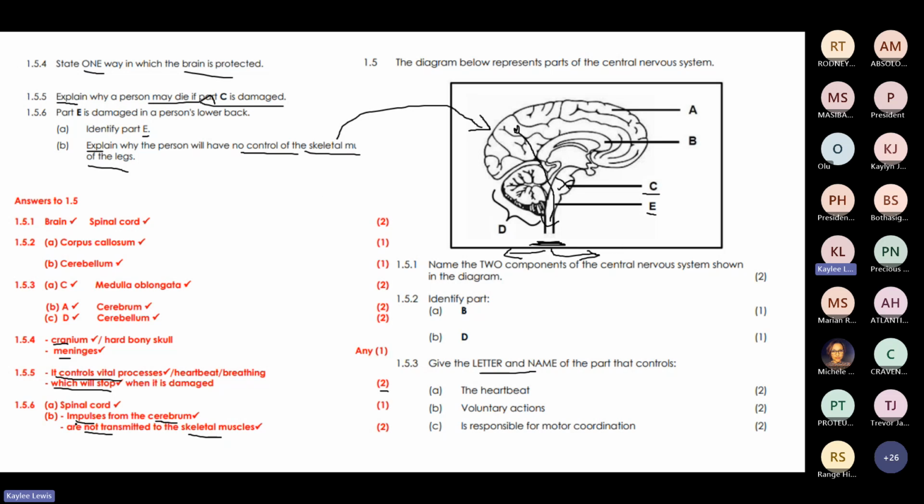So your answer, again, explain. So cause and effect. The impulses from the cerebrum, 1 mark, are not transmitted to the skeletal muscles, 2nd mark, because they want to know why the person has no control of the muscles in the legs. And remember, impulses will be controlling it. If the impulse can't get there, no control can happen of those muscles. Why is the impulse not getting there? Because the spinal cord is damaged at the lower back of the person.